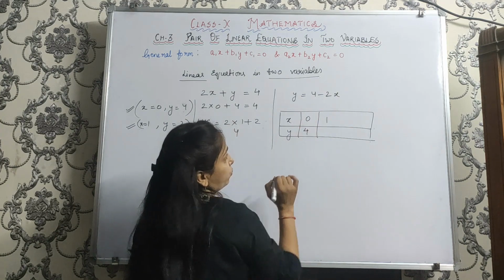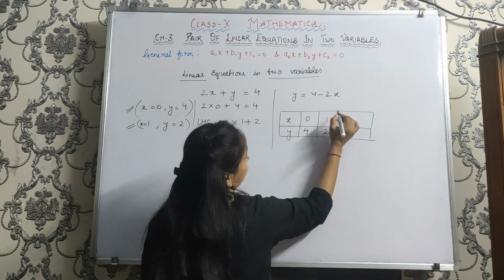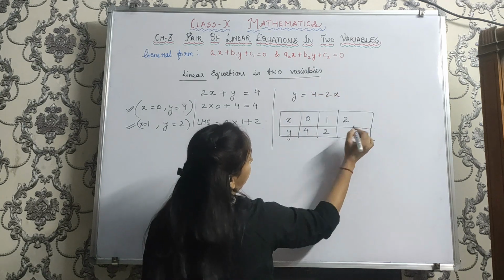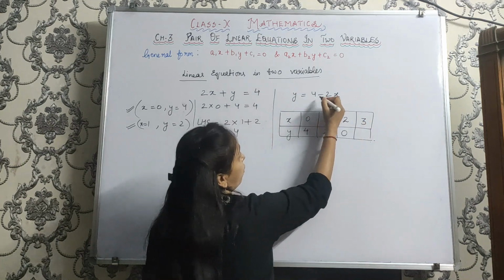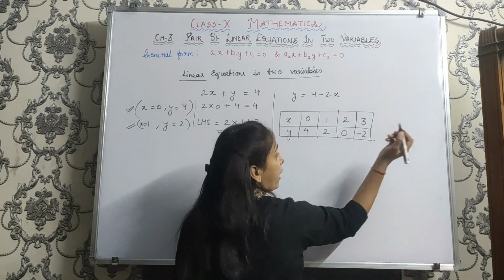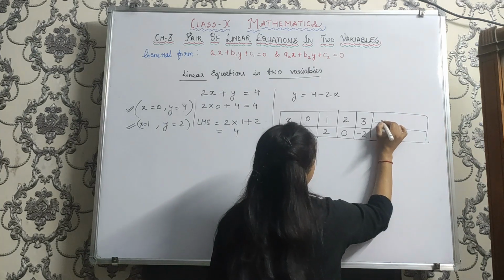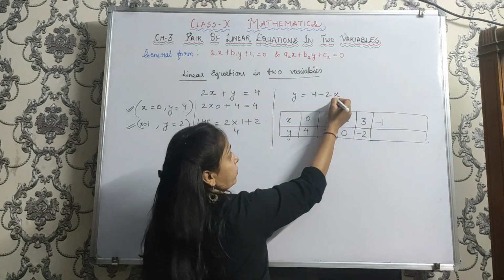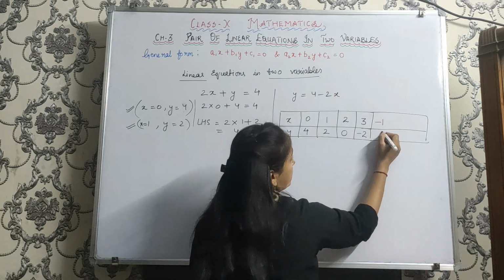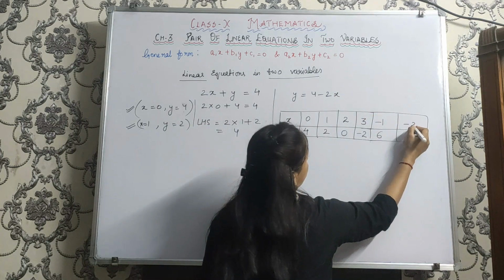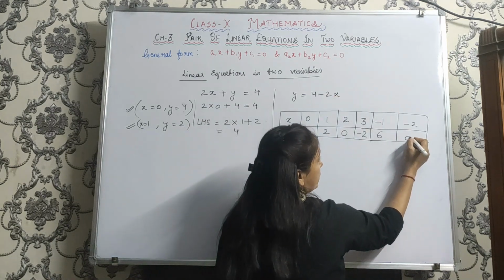If I take the value of x as 1, it becomes 4 minus 2 which is equal to 2. If I take x as 2, it becomes 4 minus 2 into 2, 4 minus 4, which is equal to 0. If I take the value 3, then 4 minus 6 is equal to minus 2. And you can further take negative values. Let's take minus 1. If the value of x is minus 1, it becomes 4 minus minus becomes plus, so 4 plus 2, it becomes 6. If I take minus 2, then minus 2 into minus 2 becomes plus 4, so 4 plus 4 it becomes 8.